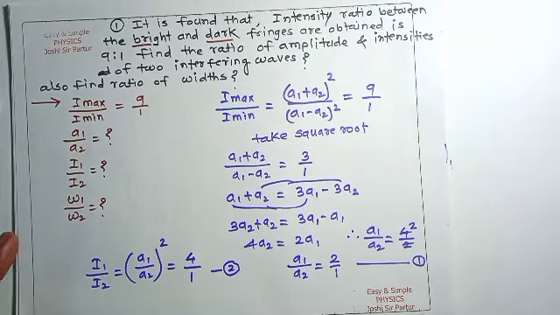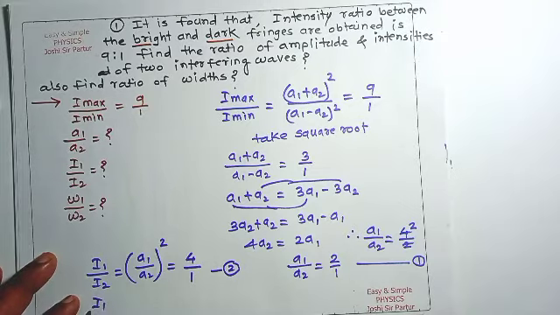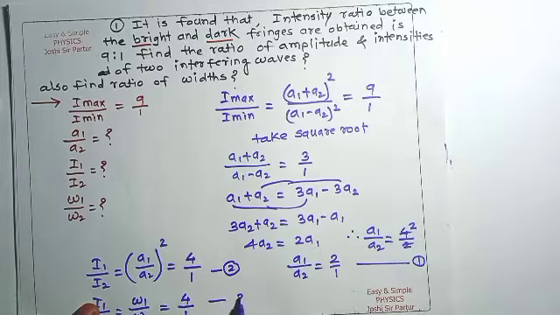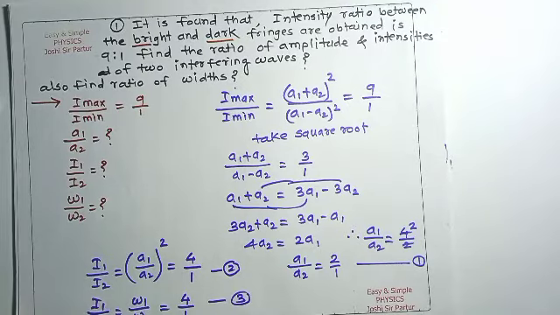We know that intensity is directly proportional to width. So intensity I1 upon intensity I2 is equal to width 1 upon width 2. It will also be 4 upon 1. That is the answer for the third question. So we can solve the question easily.